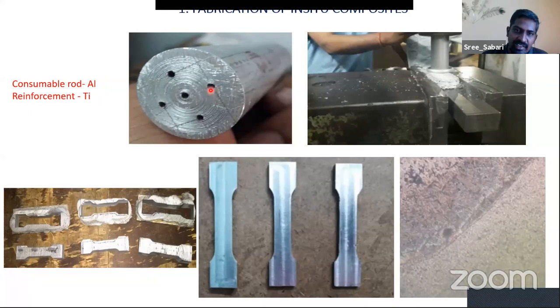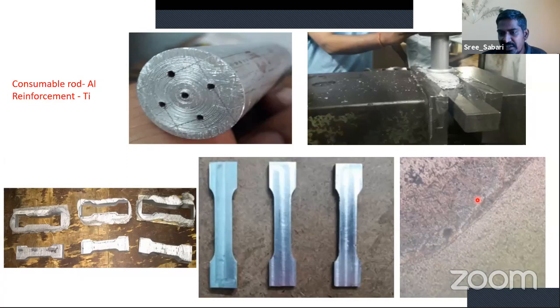So here the powder is filled and it is allowed to deposit. What happened? Because of this stirring action, or this rubbing action, the powder will be mixed along with the matrix material, and finally you will get a composite. Here you are finding a microstructure which has a clear interface. The interface does not have any kind of defects or cracks. So there is a possibility to get a composite.